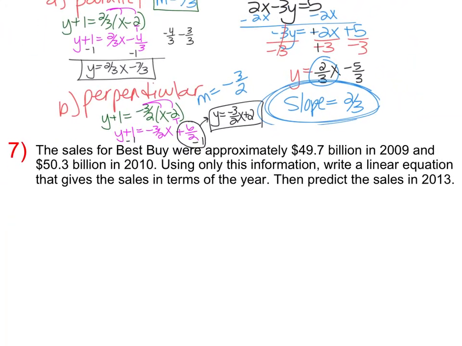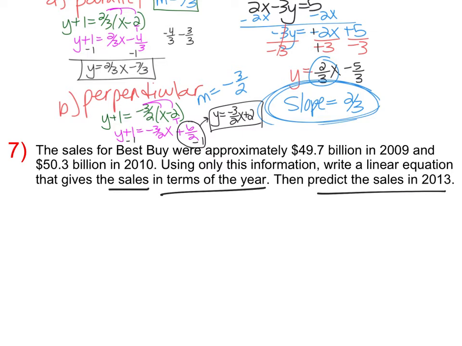And then an application here, the sales for Best Buy were approximately $49.7 billion in the year 2009 and $50.3 billion in the year 2010. Using only this information, write a linear equation that gives the sales in terms of the year and then predict the sales in 2013. So we want our equation to give the sales.